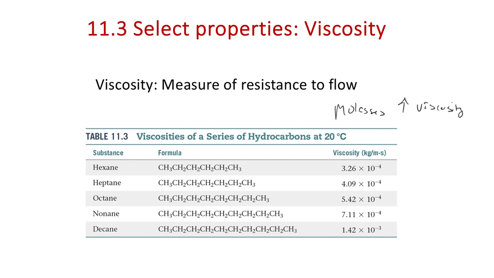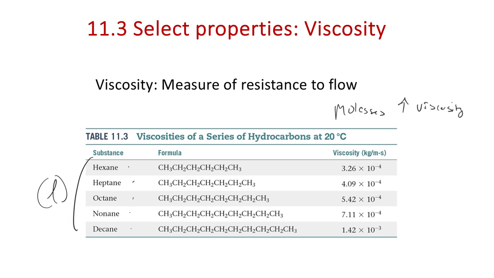Now, one other detail here is it's hard to talk about resistance to flow in things like methane, because methane is a gas at room temperature. So you kind of have to have something that's a liquid at room temperature. At least if you're thinking about viscosity at room temperature, the substance has to be a liquid at room temperature. Hexane, heptane, octane, nonane, decane, these substances here are all liquids at room temperature. So at room temperature, these substances here are all in the liquid state.